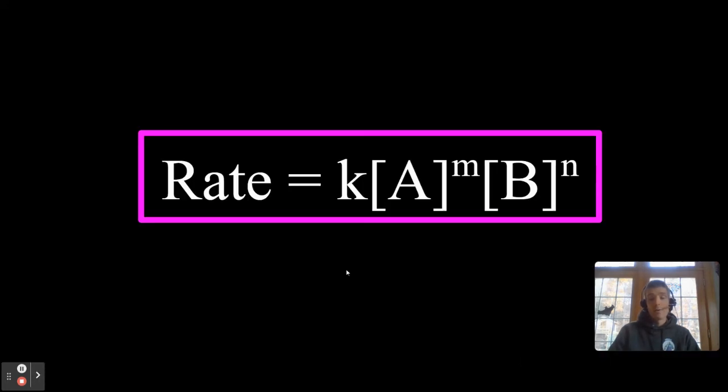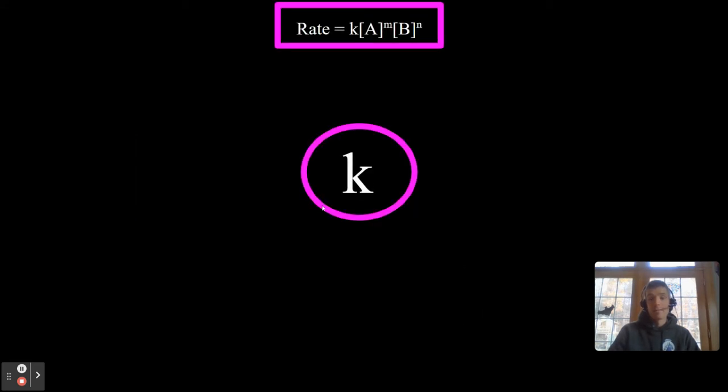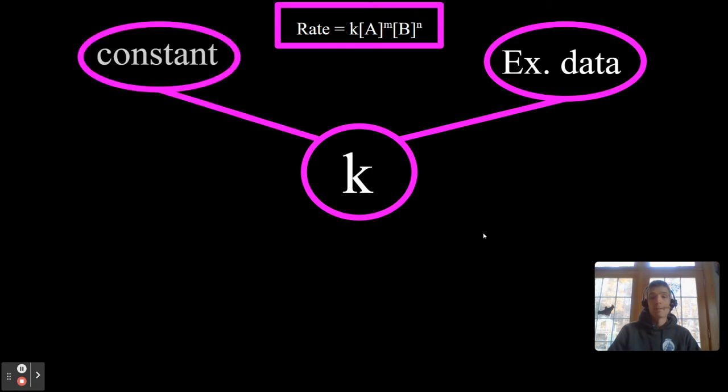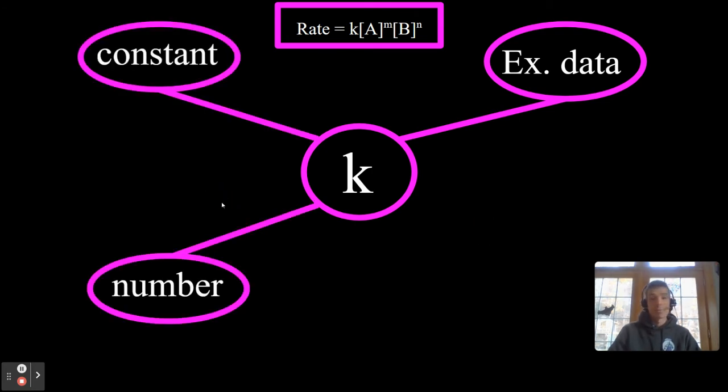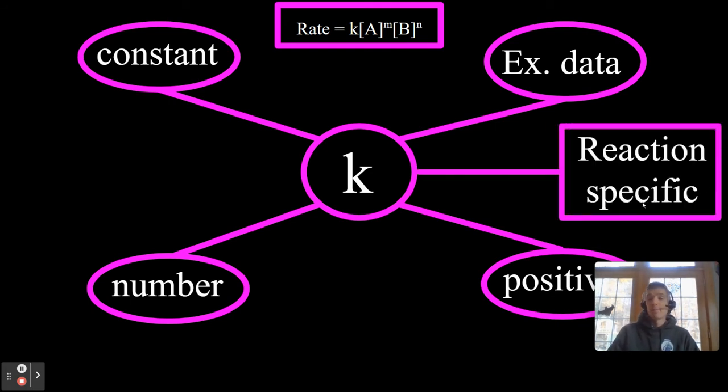Now for rate law, we're talking about this K. This thing comes from people studying actual data. That's how you know what it's going to be. It is a constant. It's a number. Ks are positive because your rates are going to be positive and you can't have negative concentrations. They depend upon what you've got. It's going to change from one reaction to the other.